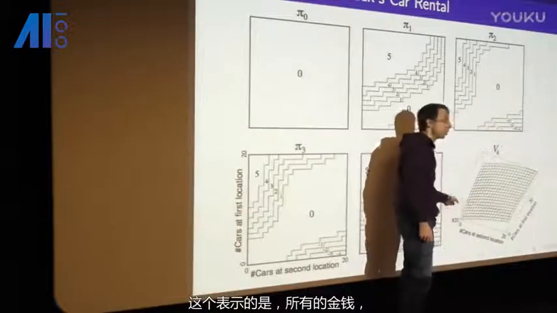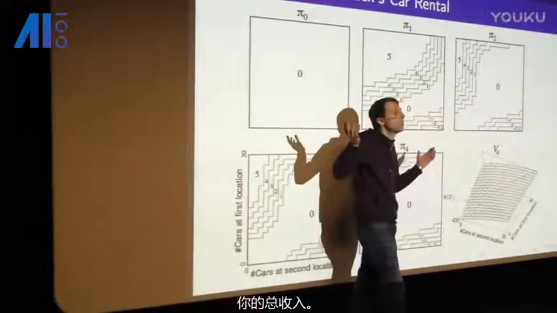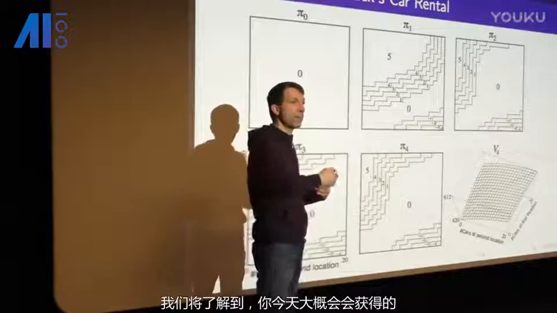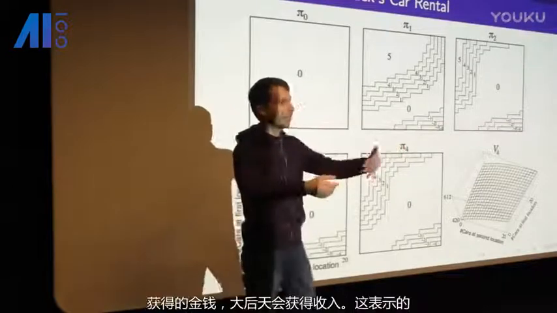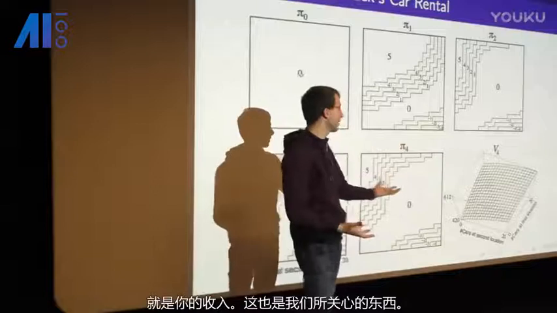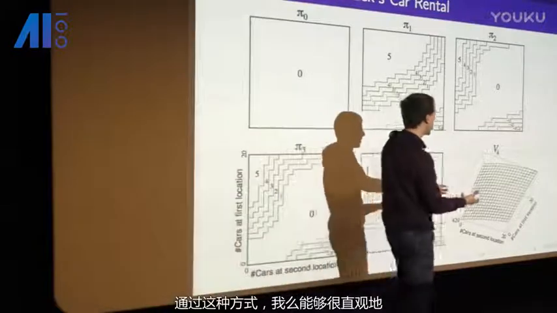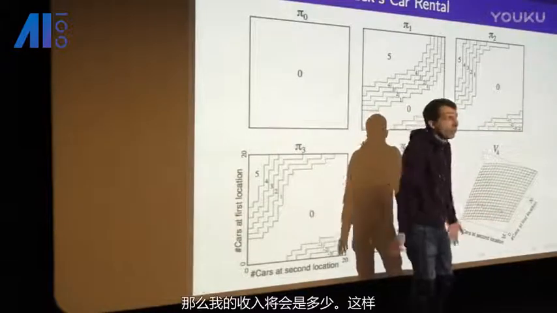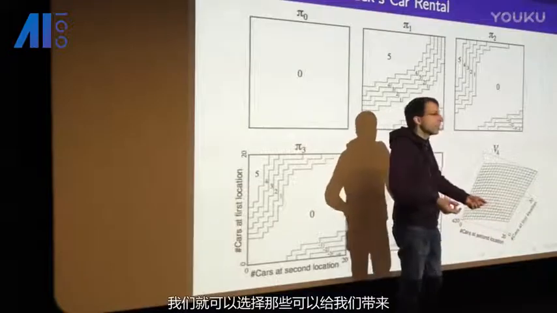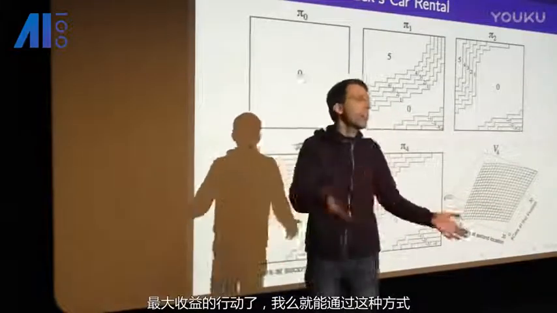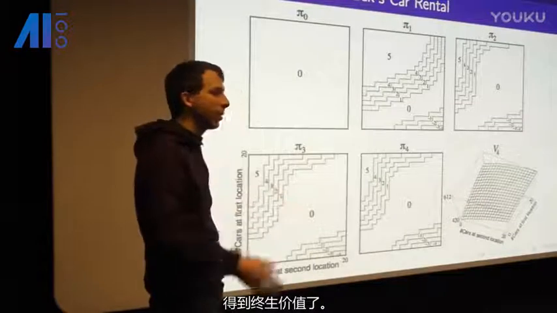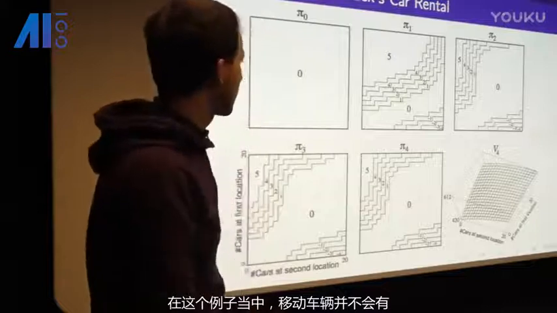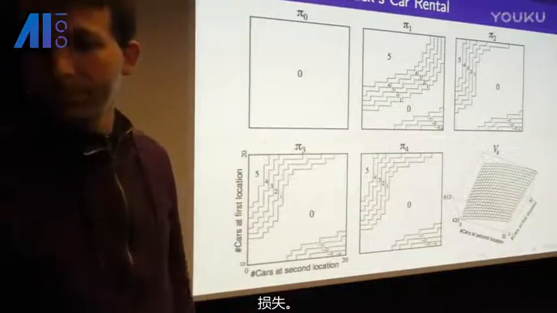And what this is telling you is the total dollar lifetime revenue that you're going to get under some discount factor, which was probably on the last slide, telling you how much you prefer to get dollars now than dollars tomorrow or the next day. So this is your income. This is the thing we care about. So intuitively, we're building our policy by looking at the right thing. We're looking at how much dollar income I am going to get by following one of these policies, and then choose the actions that maximize dollar income and the total amount of lifetime value you're going to get by following this whole policy. And there's no cost in moving a car in this example.